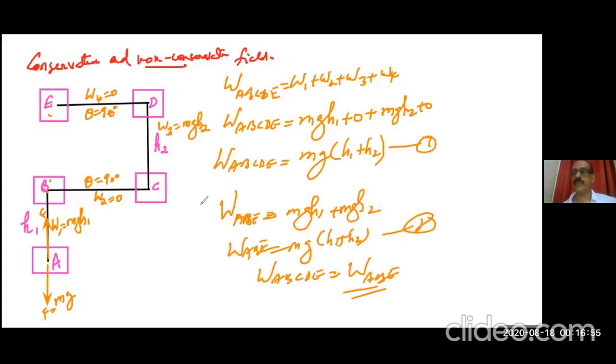Then proof. This is a proof for work done is independent of the path. Finish this proof. First one, what is this? Work done taking the object along A, B, C, D, E. This is the work done in taking the object directly A, B, E.